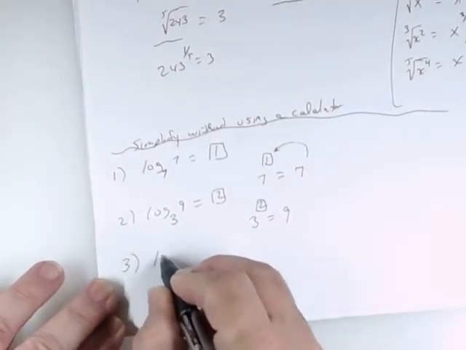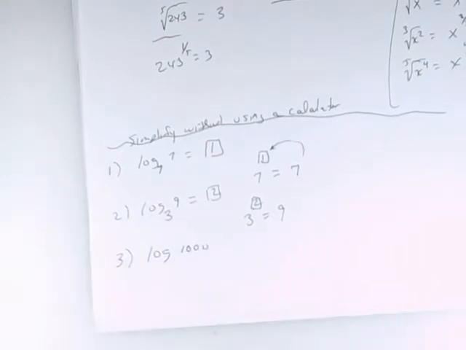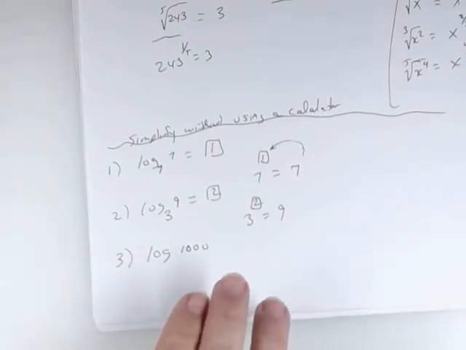Number 3, log of 1,000. Now there's no base. What is it understood to be? Oh, 10. Remember, your base can never be 1. We talked about that. The base of an exponential can never be 1, so the base of a logarithm can't be 1 either. If there's no base, it's understood to be a 10.